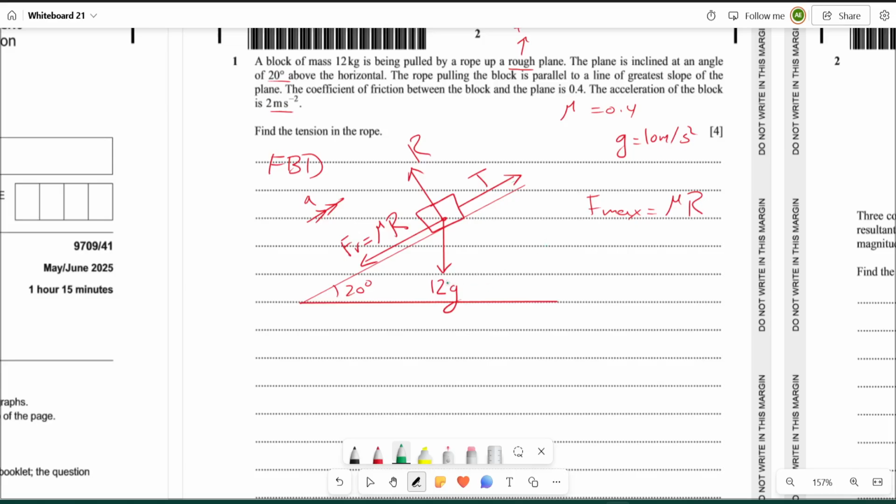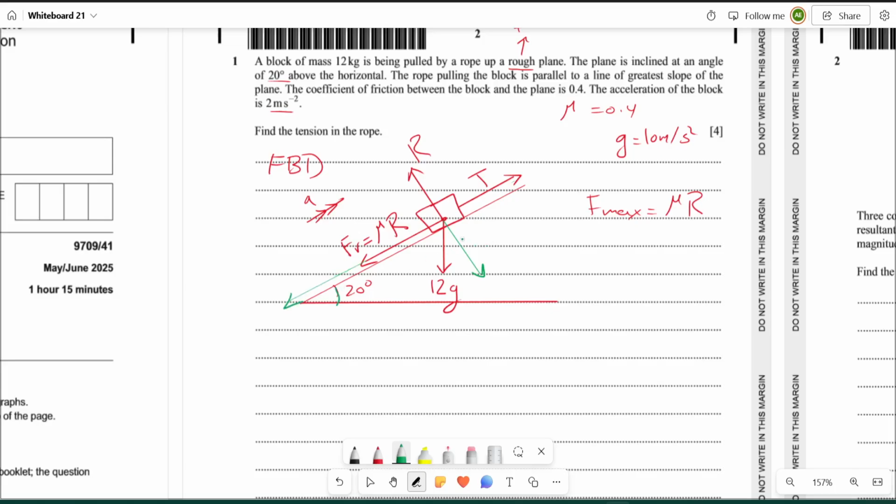So other than resolving three forces using the horizontal and vertical plane, I'm just going to resolve one force using the parallel to the slope and perpendicular to the slope axes. Okay, so I'm going to resolve into a y component and an x component.